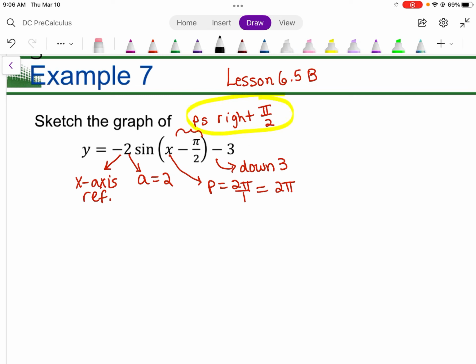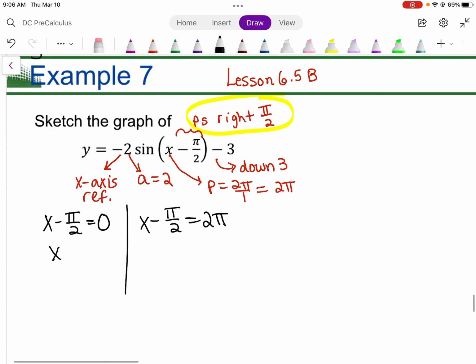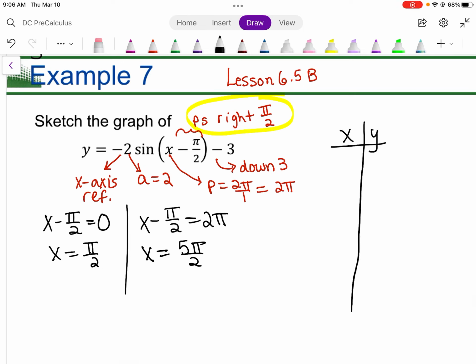Because we have a phase shift, we are going to go with x minus pi over 2, set it equal to 0, and x minus pi over 2, and set it equal to 2 pi. We will solve each of these for x. 2½ is 5 pi over 2. XY table next. Pi over 2 starts our cycle, 5 pi over 2 ends our cycle.